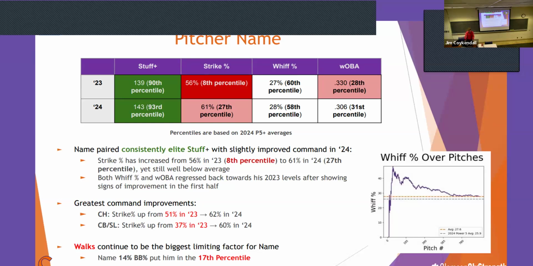And this chart to the right down here is an example of the regression to the mean thing that I was talking about earlier. This is the whiff percentage over the number of pitches he's thrown throughout the season. If you look at the beginning, he starts at 0 and then spikes all the way up to nearly 50%, about 100 pitches in. But over time, he slowly starts to come back down to the NCAA average.